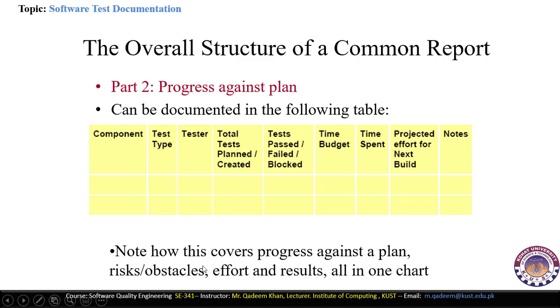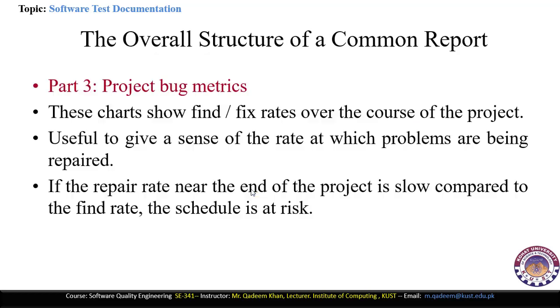So risk, obstacles, efforts, results all in one chart. So you can see that all problems are in one table. That is a very effective method to represent the progress against the plans for software testing.